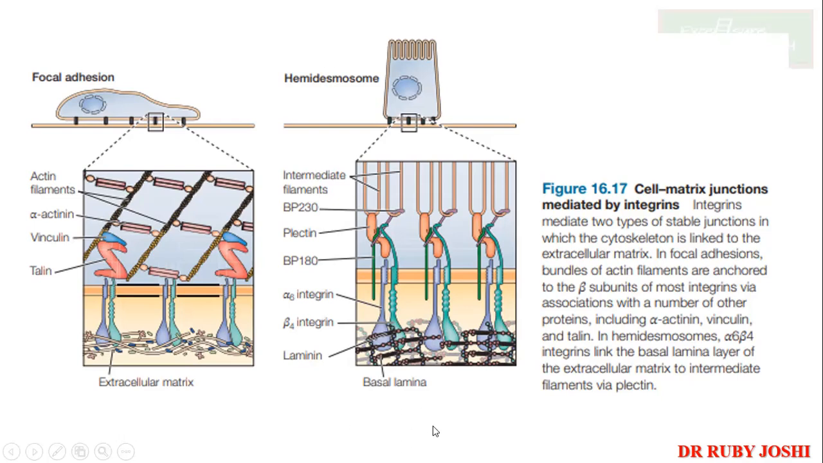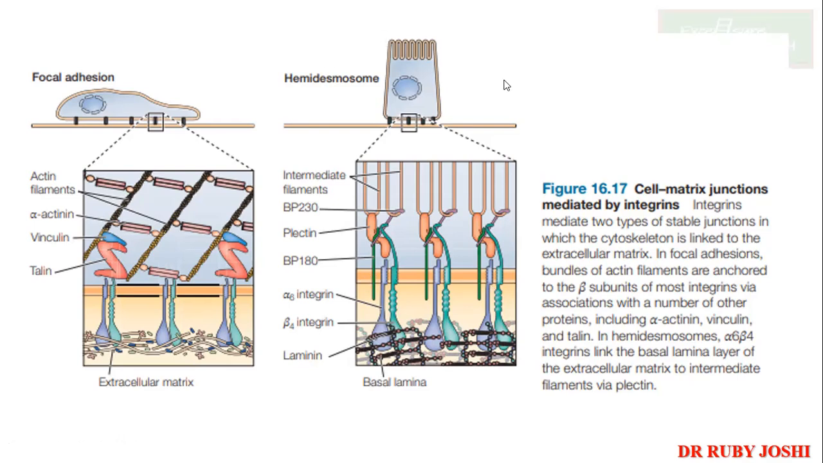Okay, and what is the basal lamina? Basal lamina is made up of collagen, fibronectin, all those proteins included. Okay, are these two junctions of cell and matrix clear, both of you?